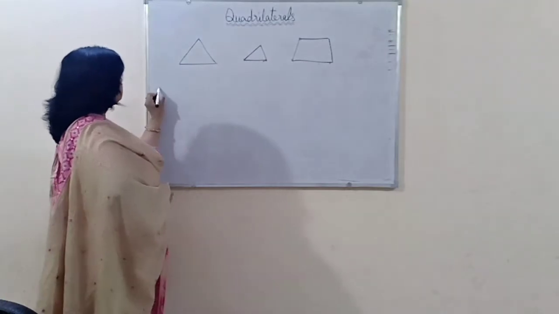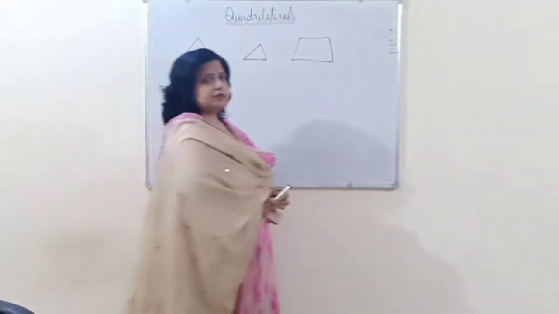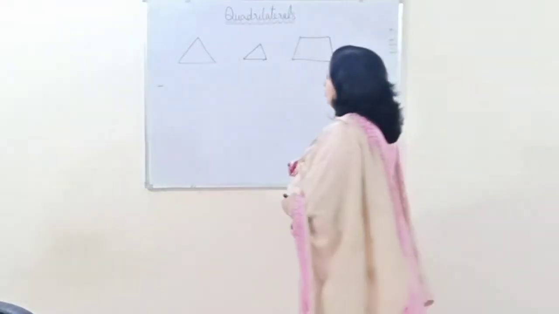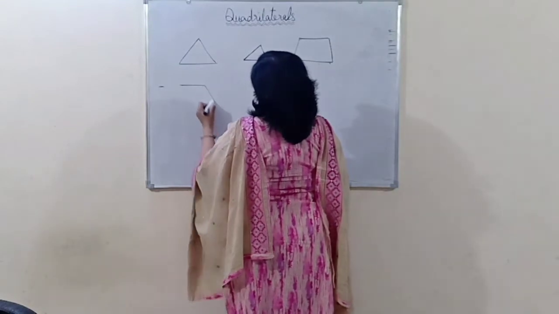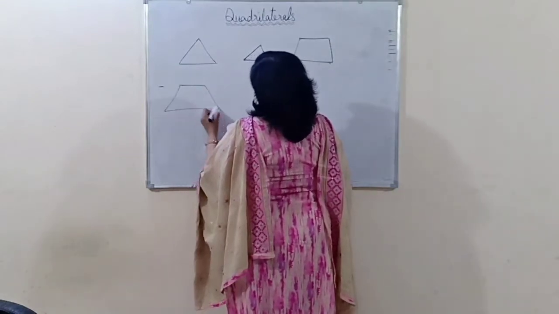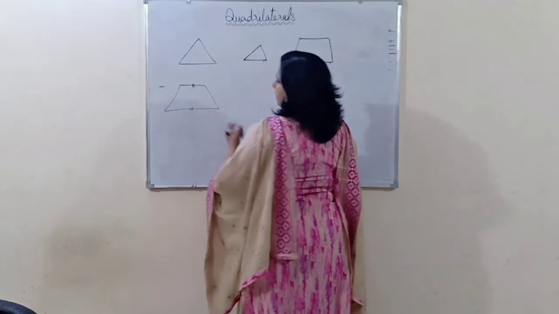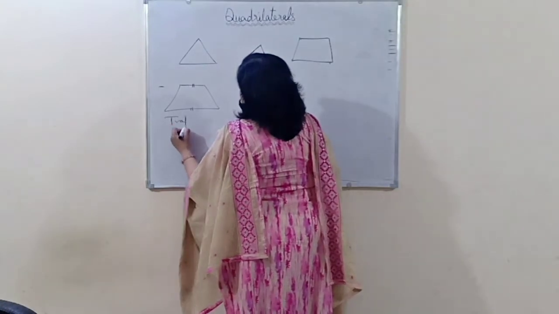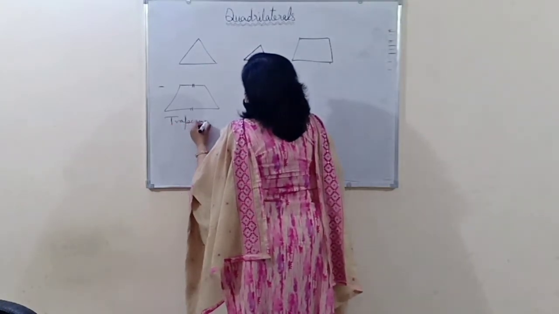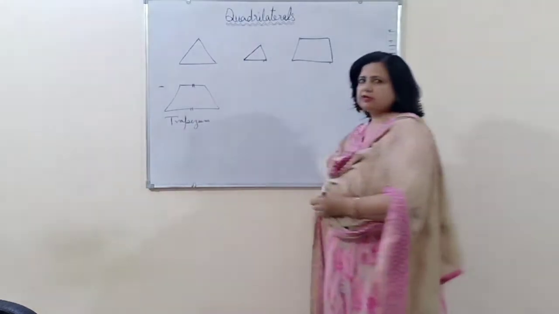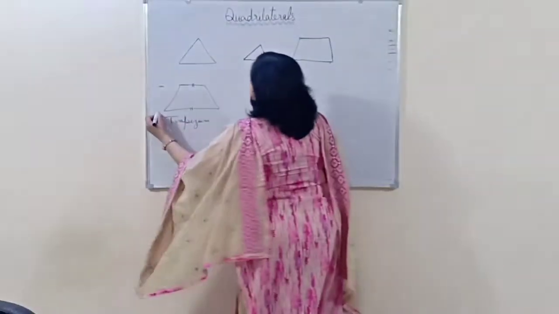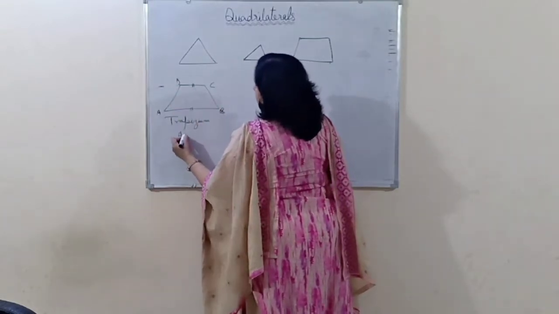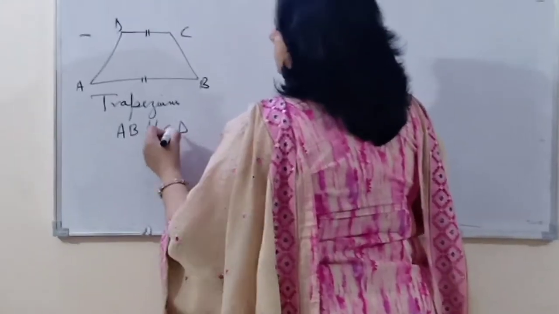Now, let us discuss the different types of quadrilaterals. Now, a quadrilateral in which one pair of opposite sides are parallel is a trapezium. This pair is parallel. If we say ABCD, so here AB is parallel to CD.